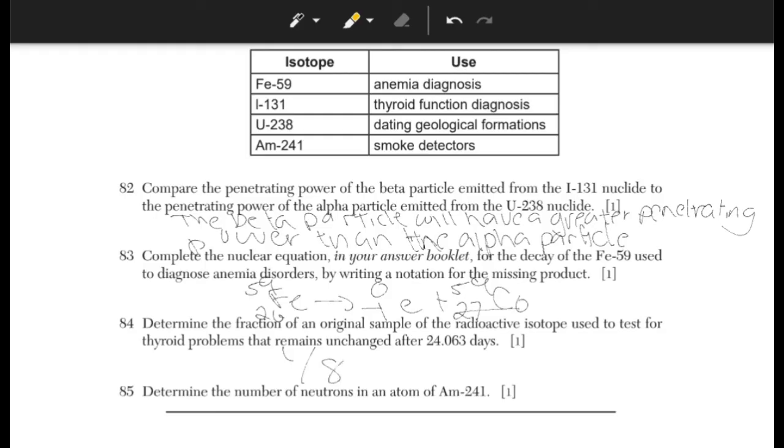Determine the number of neutrons in an atom of Am-241. Go to the periodic table and find Am so that we can see its atomic number, which represents the number of protons in an atom of Am. The atomic number is 95. Then the atomic mass is 241. The atomic mass is the total number of neutrons and protons, so 241 minus 95 is equal to 146.